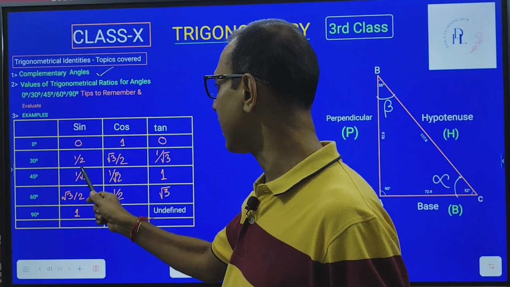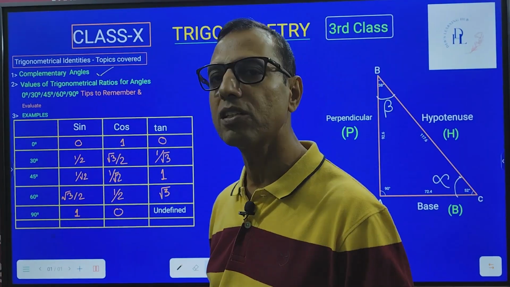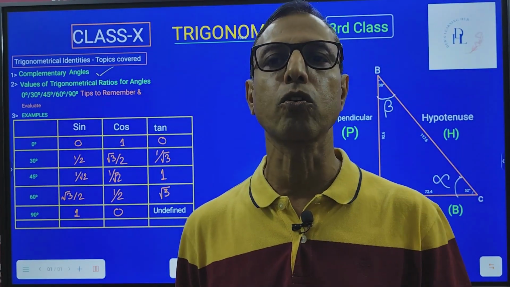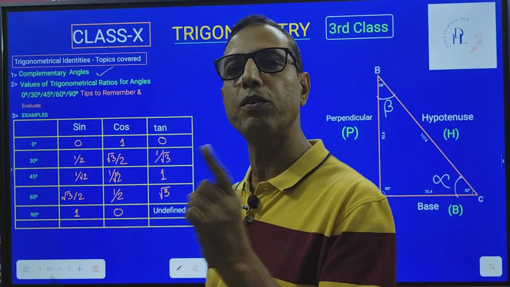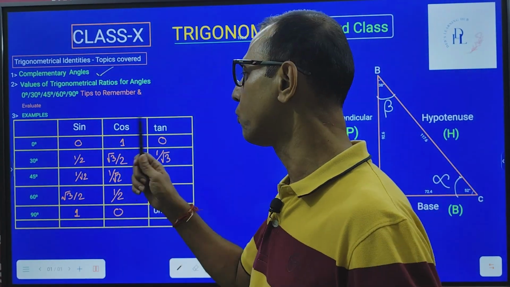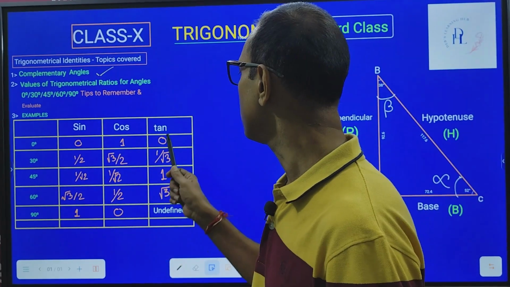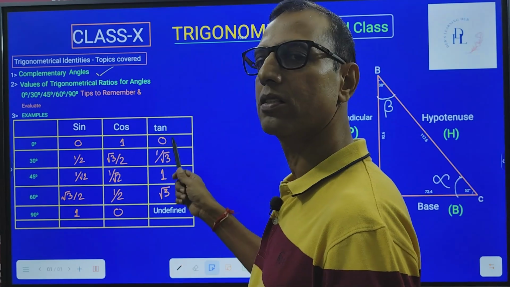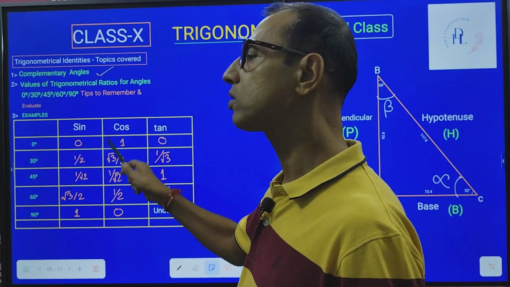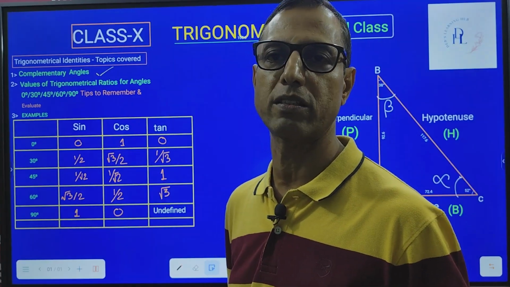But in case you find it difficult to remember all these values, just remember either sine or cos. If you remember sine, you can find out cos. If you remember cos, you can find out sine. And if you know sine and cos, then you can easily find out tan. Right? Now, whatever is tan, cot will be just the reciprocal of that. Whatever is cos, sec will be its reciprocal. And whatever is sine, cosec will be the reciprocal of that sine.